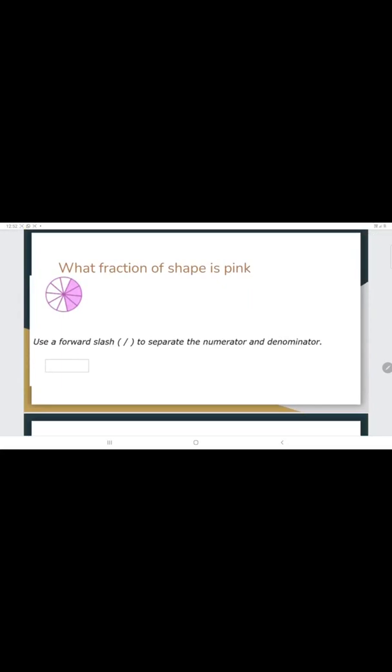Now you can see, what fraction of shape is pink? You can see here is one circle again. Now you can see some triangles are in the circle. So 1, 2, 3, 4. 4 triangles are shaded pink. So we will write the numerator as 4.